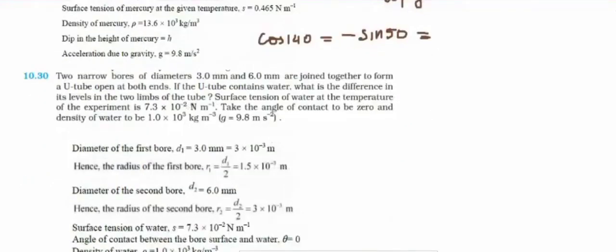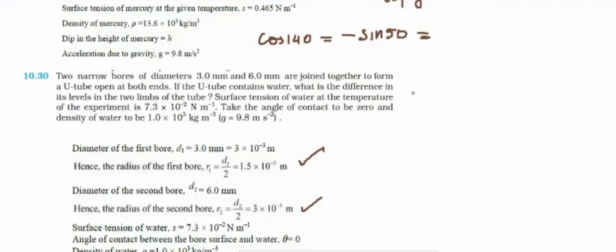Then next, the U-tube. Okay, the U-tube has two arms, and those two arms have different radii, and both the arms are just like capillary tubes. So you will get a capillary rise in both the arms. And what is the height difference? That is what you have to calculate.